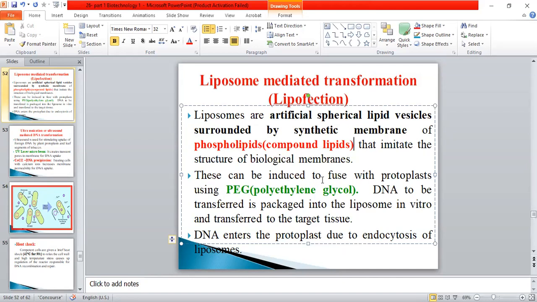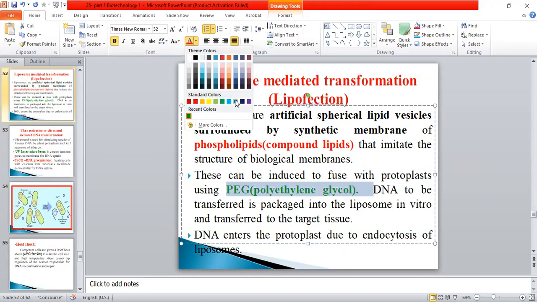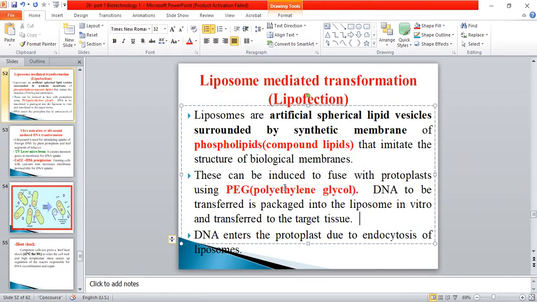This can be induced to fuse with the protoplast using PEG. Don't forget, my dear, this is very, very important. When you are going to study protoplasm fusion, PEG is very, very important. Otherwise, without PEG, no fusion takes place. The foreign DNA molecule as well as the host DNA will not unite together without this chemical, polyethylene glycol, simply called PEG. Protoplasmic fusion, don't forget, we note it down. This is also very, very important.